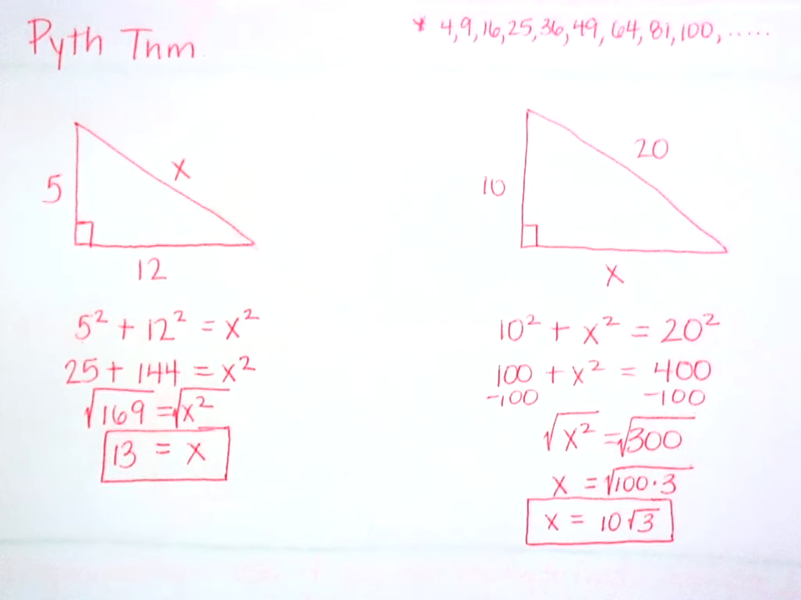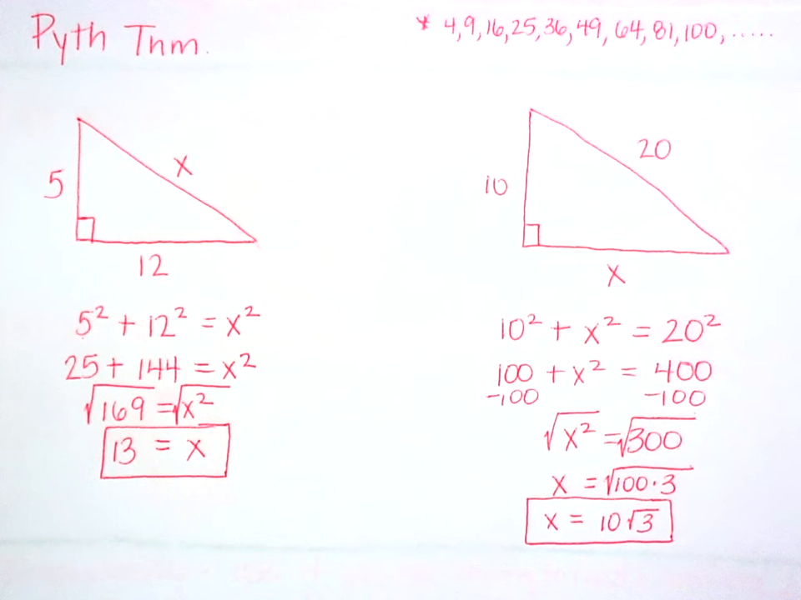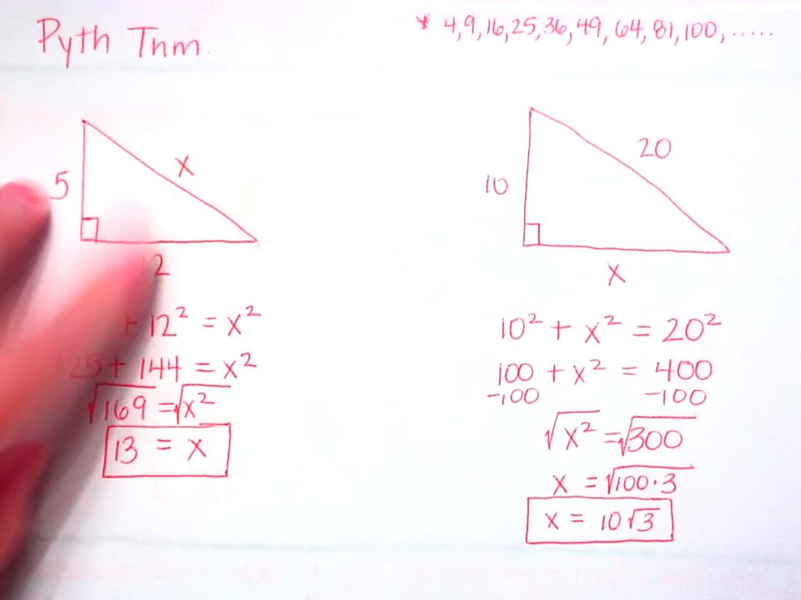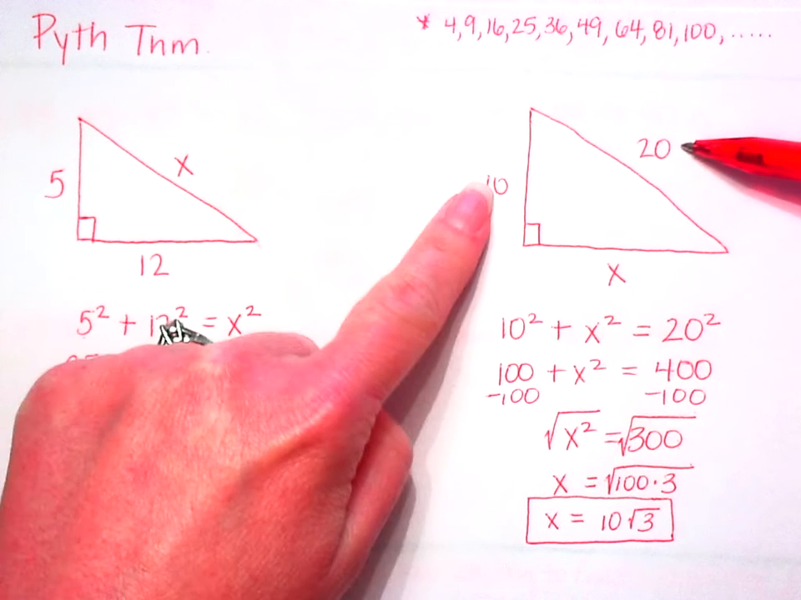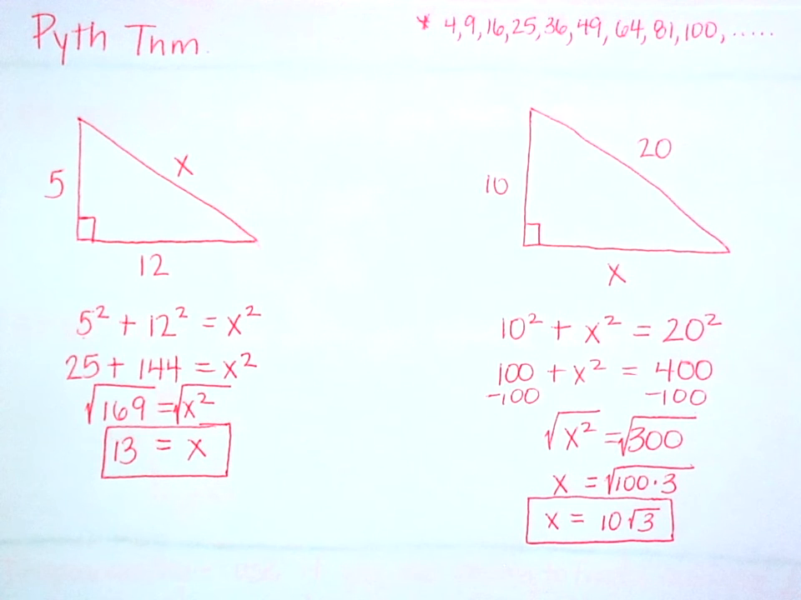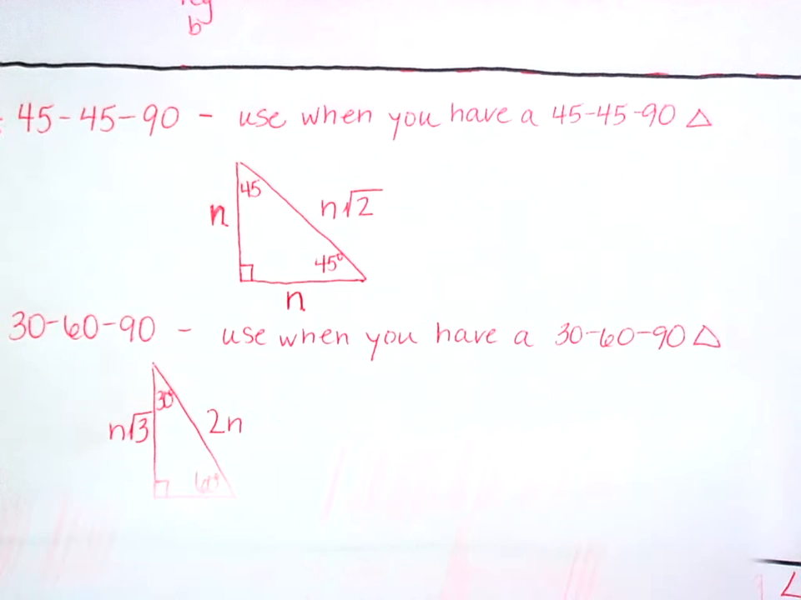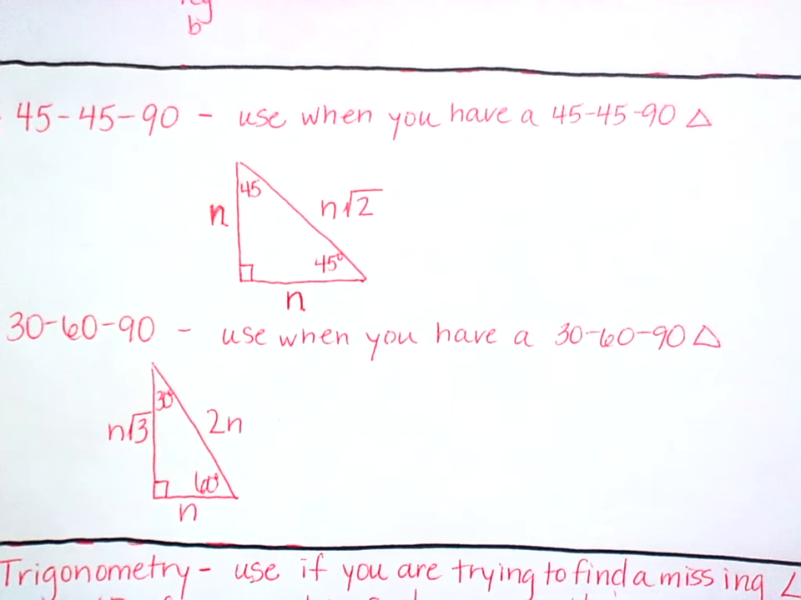Okay, so those are what Pythagorean theorem problems look like. You know two sides, you're looking for the third. Okay, now we're going to do a refresher on some 45-45-90 problems. So for the 45-45-90 problems, we're going to want to look at this triangle.